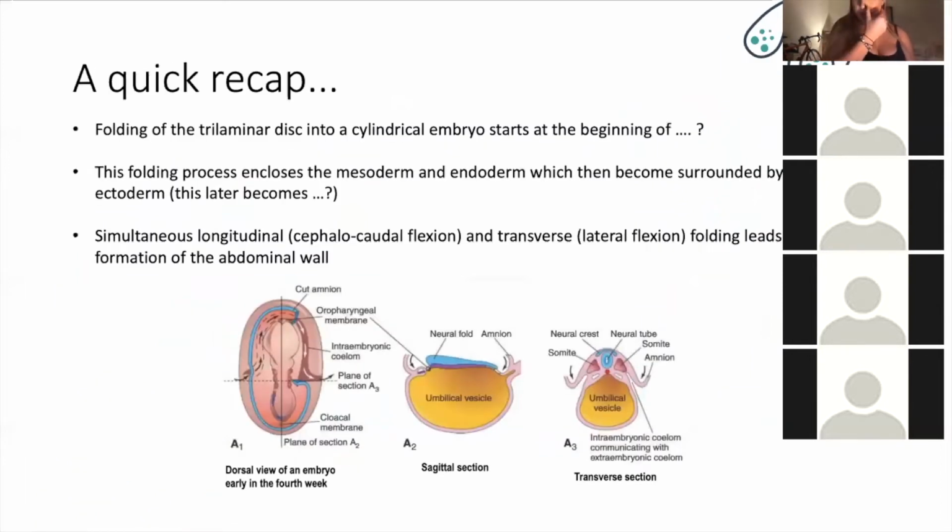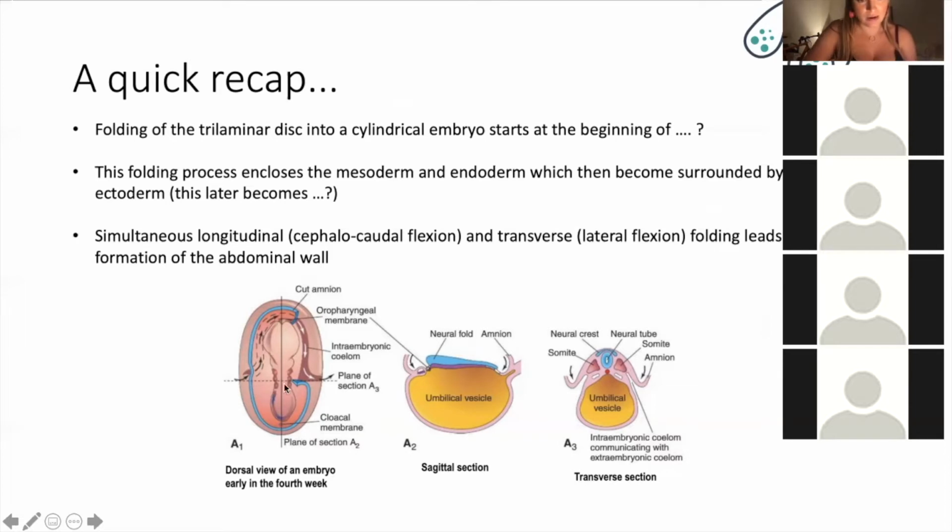So a quick recap from my last embryology session, where we looked at the start of the embryo folding. As you probably know, we end up with a trilaminar disc, which is made up of the endoderm, ectoderm, and mesoderm. Does anyone know at what week this folding starts to happen? It's okay if not. No? So it's the start of week 4 that we start to have this folding.